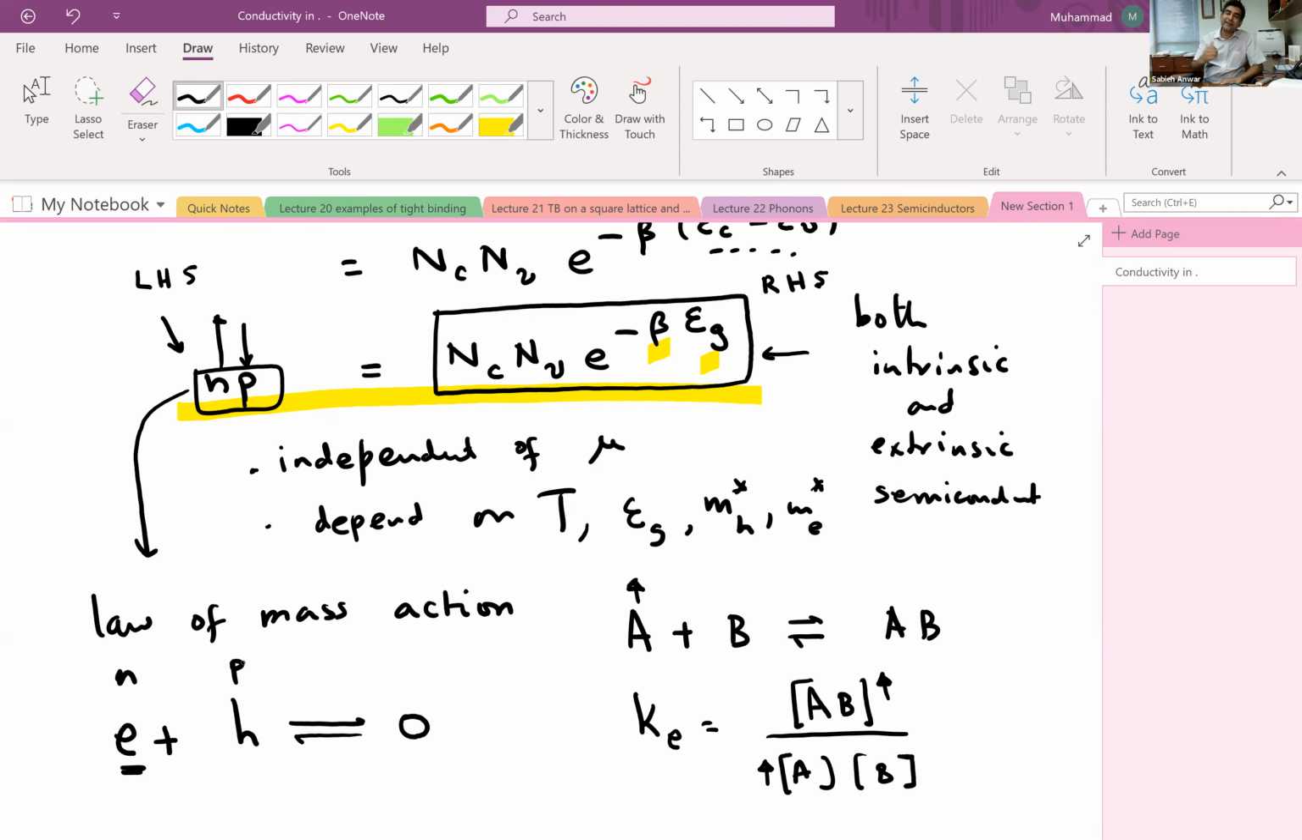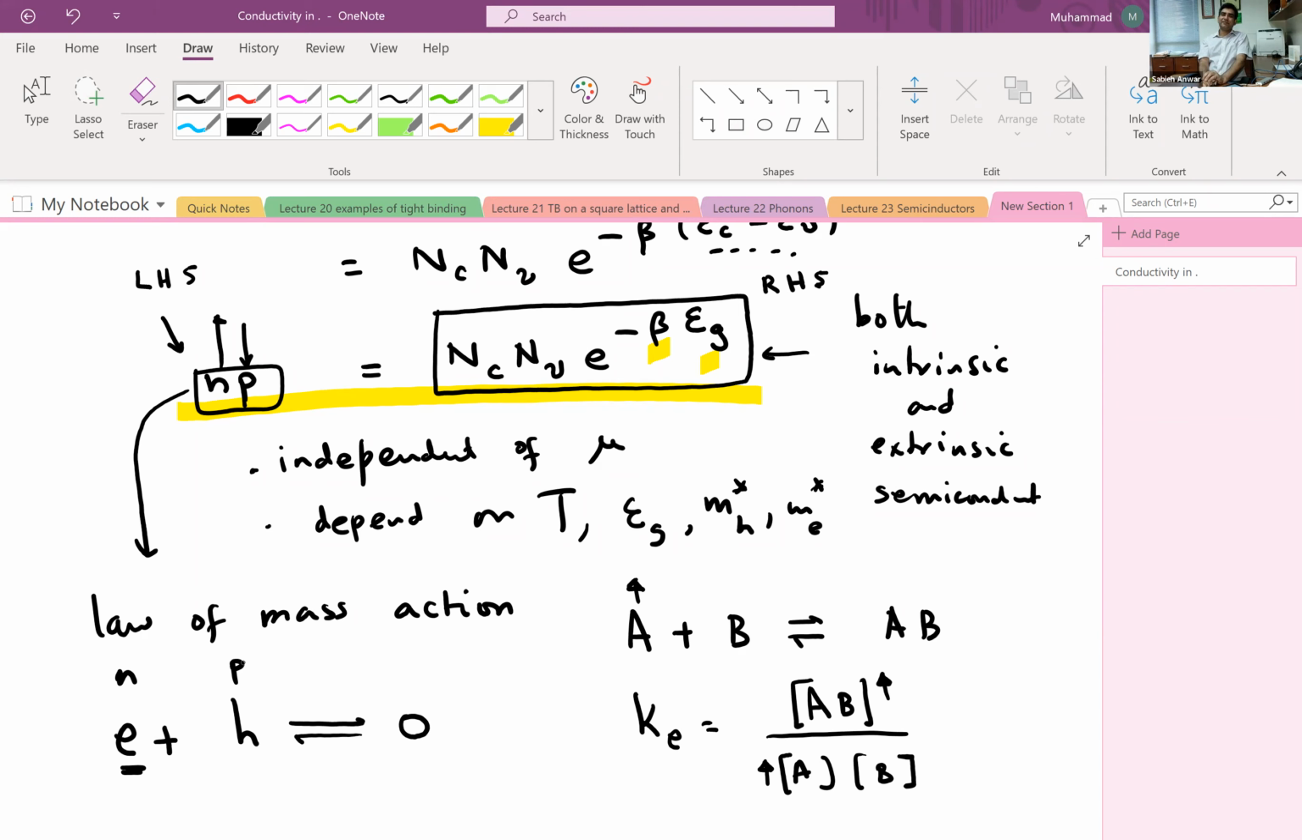And what is the right hand side equal to? Can anyone guess? NC is the effective density of states at the conduction edge, and NV is the effective density of states at the valence edge. And you have a probability that an electron goes from the valence edge to the conduction edge, and that probability is given by this exponential factor. So the right hand side is really proportional to the rate of generation of electrons and holes. Do you get this point?